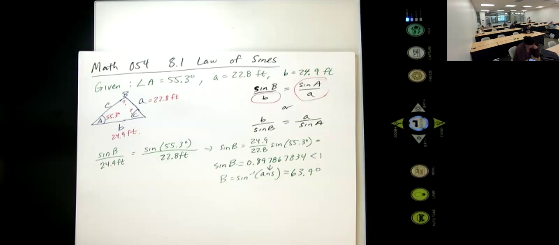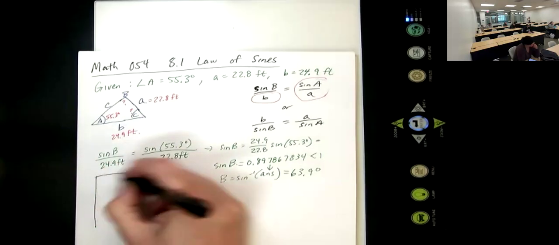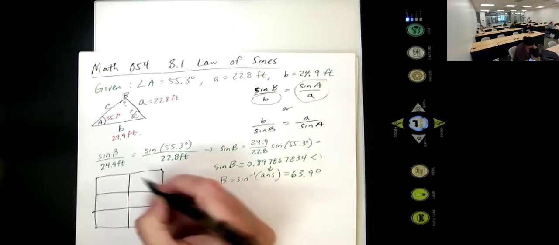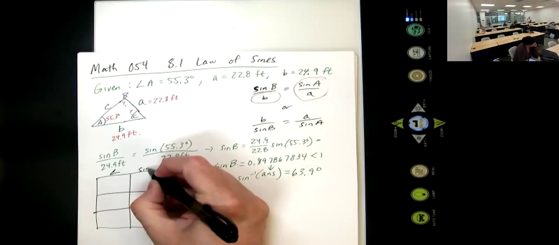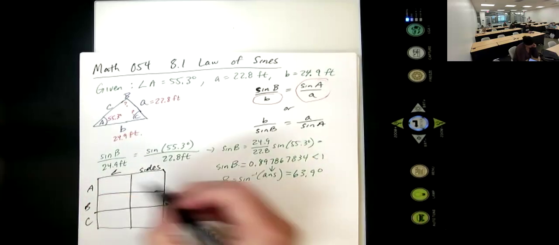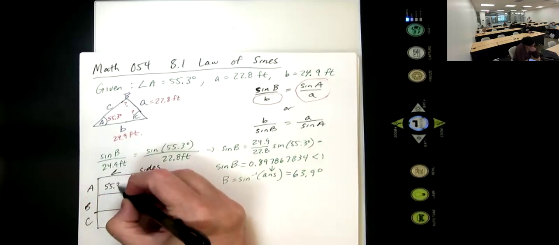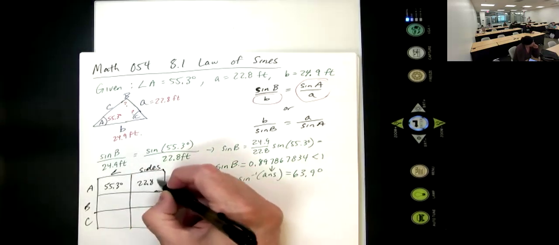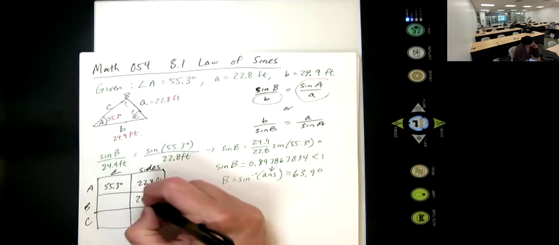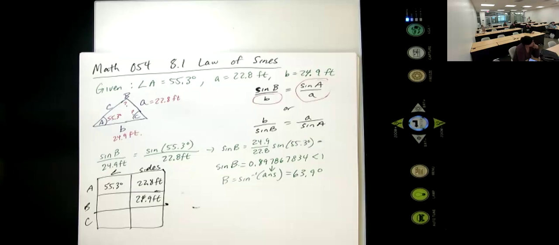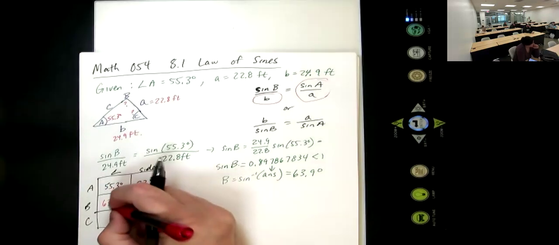Okay, so one triangle we have information for is this. Make a little table. I'll do my angles and my sides here: A, B, C. A is 55.3 degrees. We had 22.8 feet, 24.9 feet. And I just found out that this is going to be 63.9 degrees.